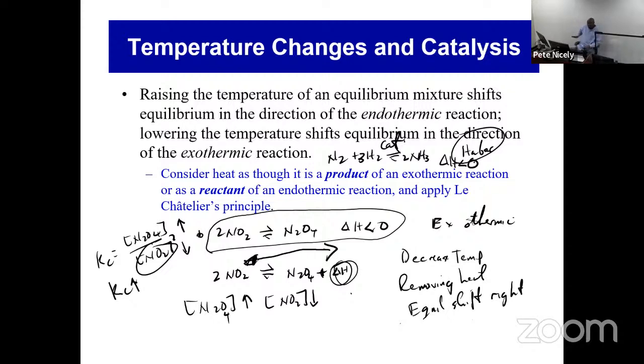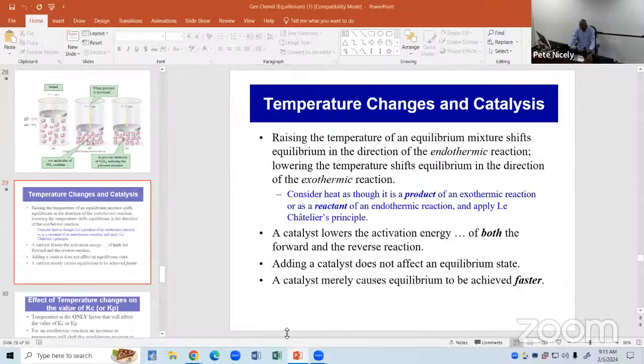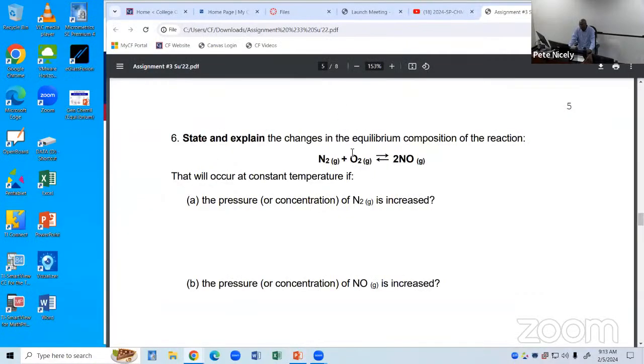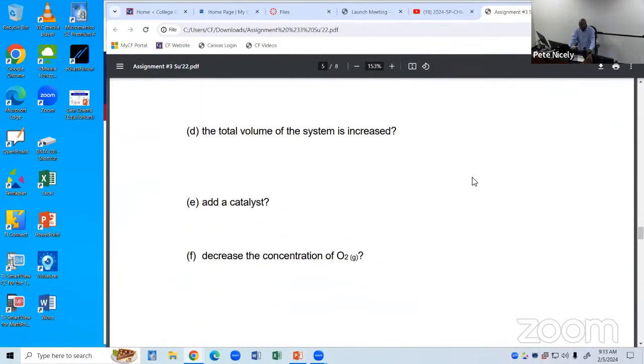Okay, that's it for today, folks. So based on what we have covered, you should be able to do, where is the assignment? Okay, so number 6. You should be able to do number 6.